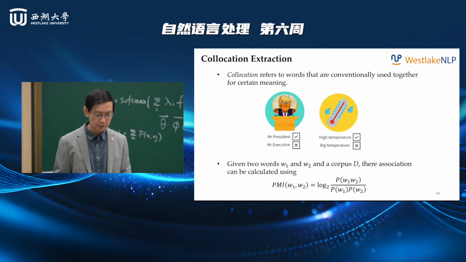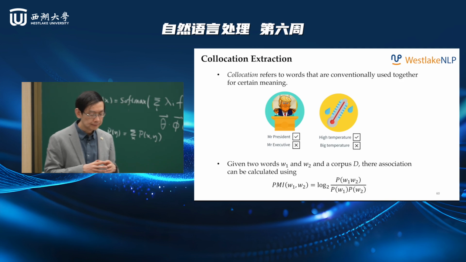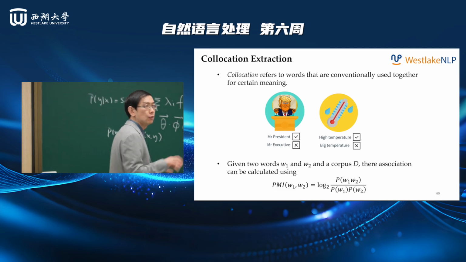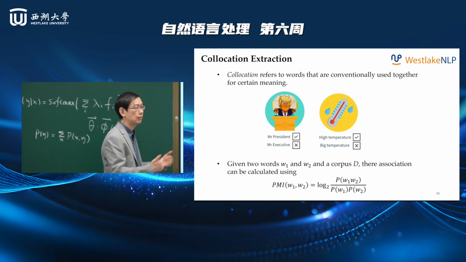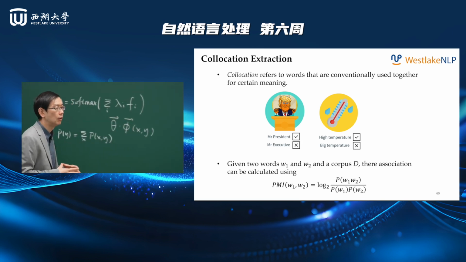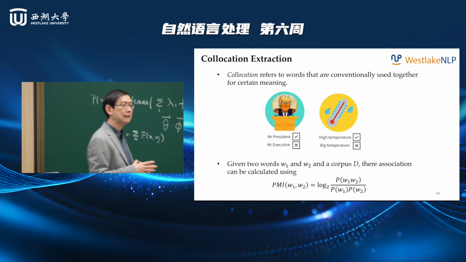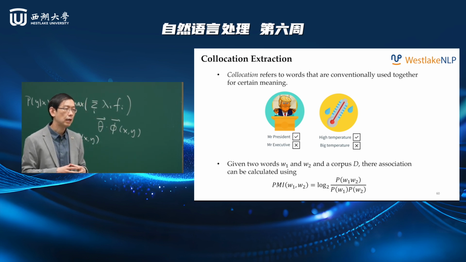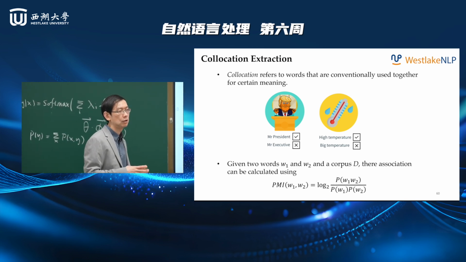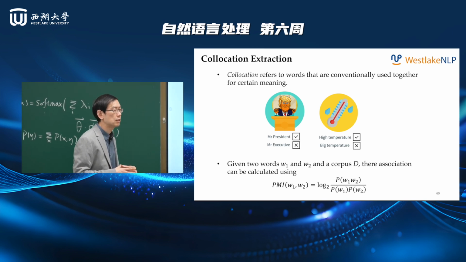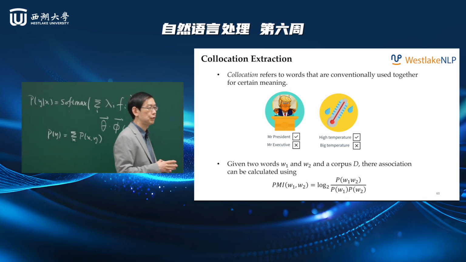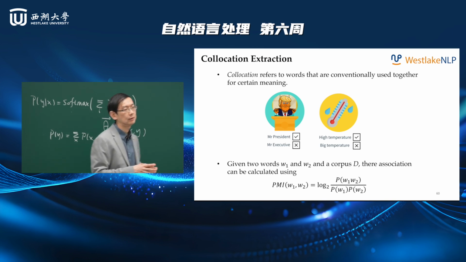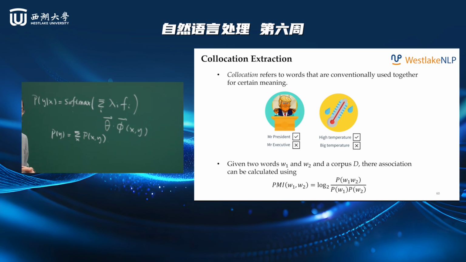Let me give you a second example. Collocation is a linguistic term. When two words are frequently used together to mean something, it's a collocation. For example, I can say "Mr. President", so that's a collocation. But I don't normally say "Mr. Executive". Similarly, I can say "high temperature", but I don't normally say "large temperature". That's a collocation.